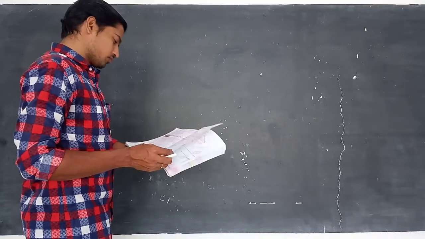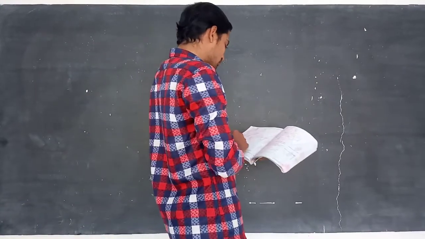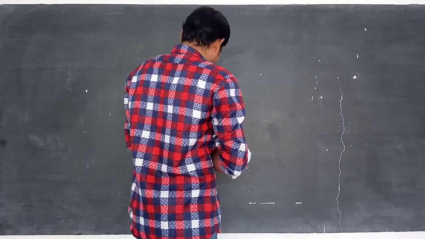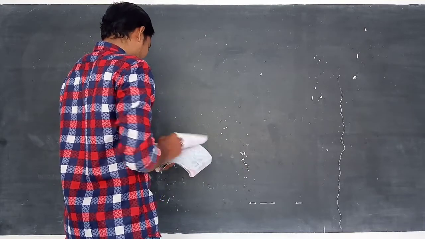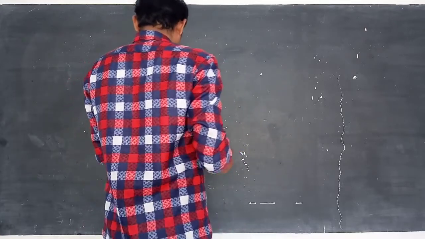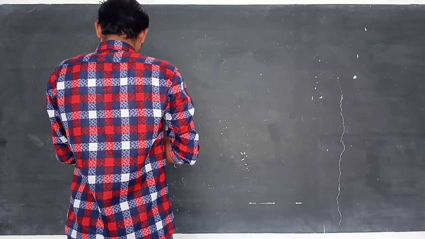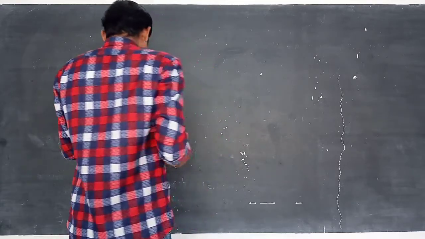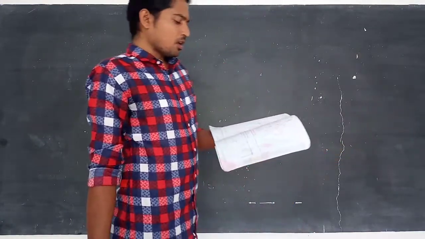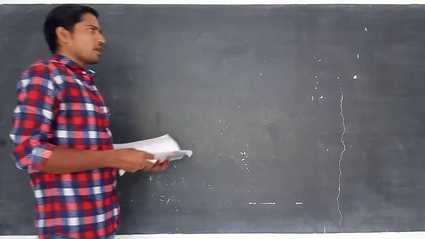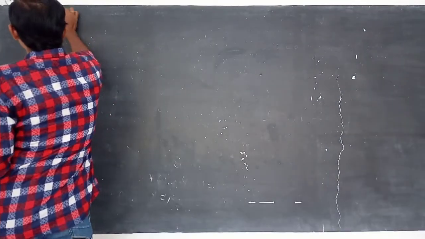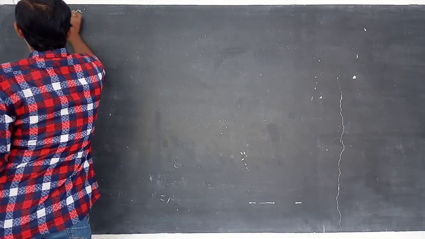Next, symmetric form. The equation of a straight line passing through x1 y1 and making an angle theta with the positive direction of x-axis is x minus x1 by cos theta equal to y minus y1 by sin theta equal to r. Next theorem, symmetric form of a line.